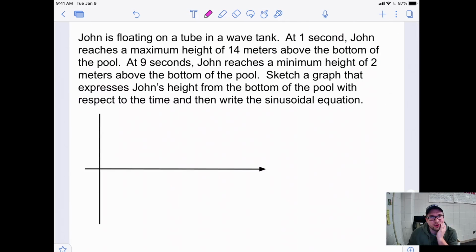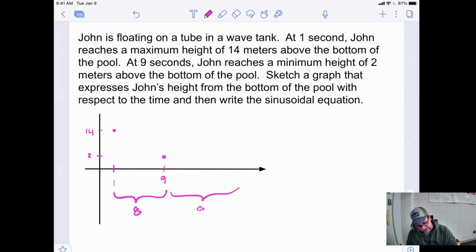John is floating on a tube in a wave tank. At exactly 1 second, John reaches his maximum height of 14. So here's 1 second, here's where he hits that maximum height of 14. It says at 9 seconds, John reaches a minimum height of 2 meters. That happens at 9 seconds. Now, again, we have not completed a full period at this point. We've only gone from high to low. We've got to get back to high. So our distance in between here was 8, so we know that we'll be back up at our midpoint after 8 more seconds, which would be at 17 seconds total.